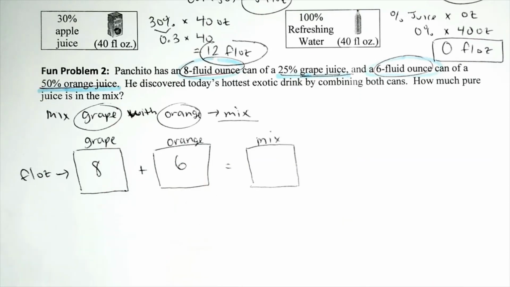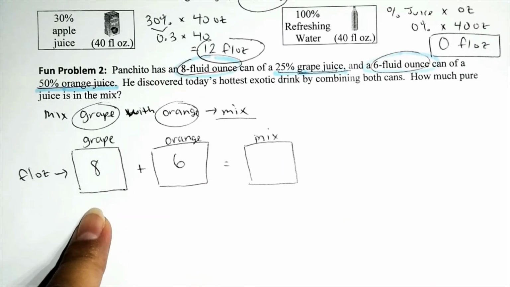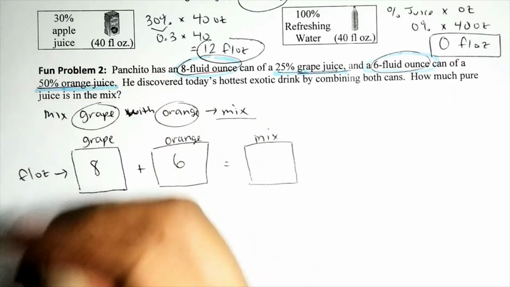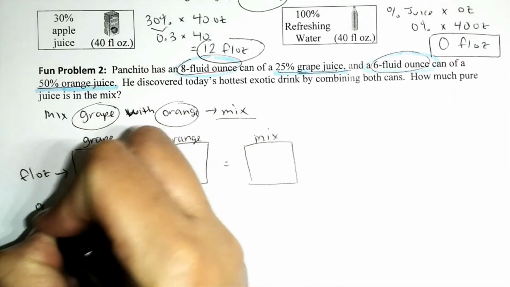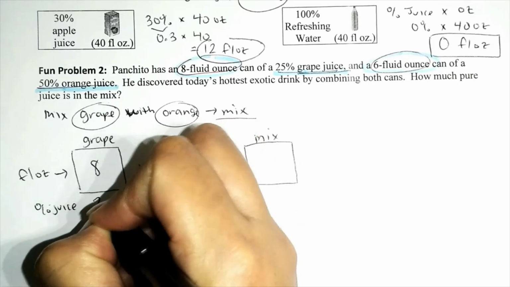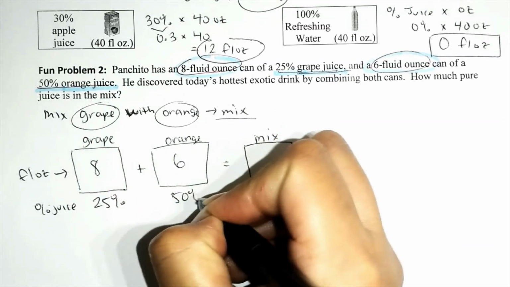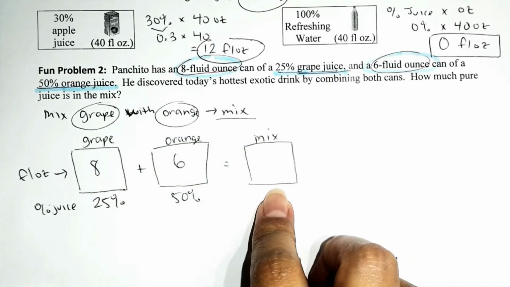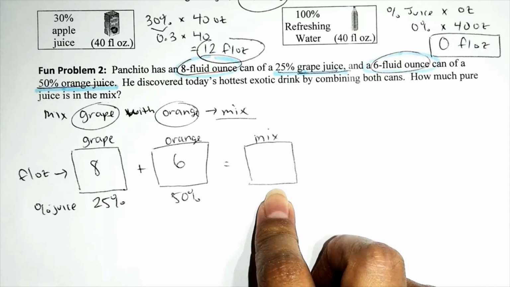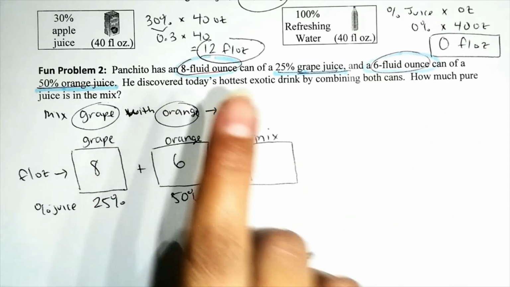Okay, grape juice, what percent juice is it? Thank you, 25%. Awesome. I'm just gonna put percent juice. I like to label things. Orange juice, what percent juice is that? 50%. The mix, what percent juice is that? They don't tell us. Okay, cool. So the question is, how much pure juice is in the mix?